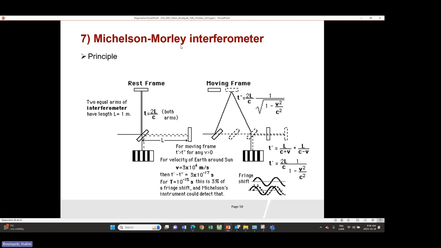The principle of the Michelson-Morley interferometer is that we suppose the Earth is moving, and we send a wave in the transverse direction and the longitudinal direction. Because of motion, the time should be different, and the time is given here. So we should not receive the light at the same time, and because of that, we will have a fringe shift, the phase shift here. You can see the formula for the longitudinal is given by this formula, and this one is given by this one. And that's the velocity of Earth around the Sun, so 3 multiplied by 10 to the power of 4 meters per second.